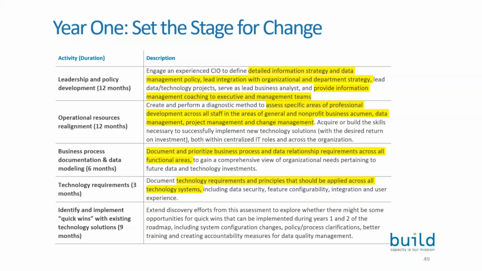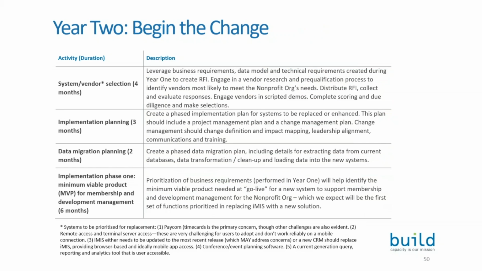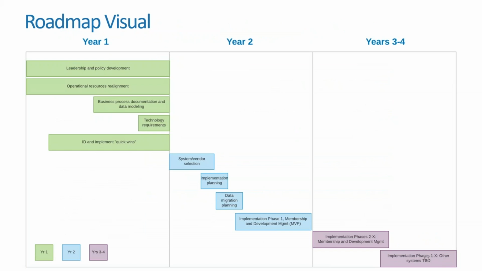This just provides additional detail for all the leadership, operational, business process, and data and technology requirements for the first year. And this is where you get into your super practical areas of recommendation. For example, focusing on technology requirements, you want to document technology requirements and principles that should be applied across all technology systems, thinking about data security, feature configurability, integration, and user experience, and so forth for the next two years, however long the duration of the technology roadmap is.